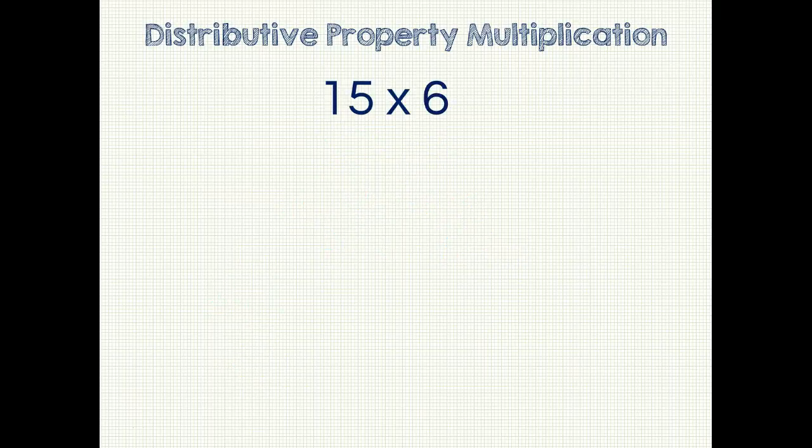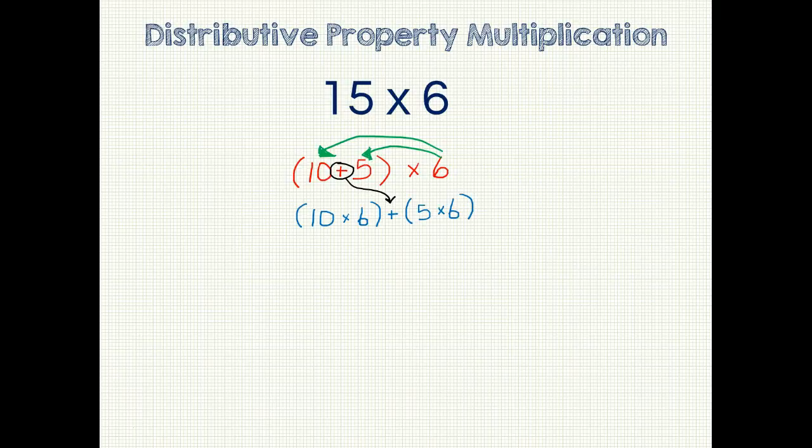Here's another problem, 15 times 6. First, we need to decompose our 15 into 10 plus 5 and distribute the 6. After distributing the 6, we have the quantity 10 times 6 plus the quantity 5 times 6. 10 times 6 equals 60, and 5 times 6 equals 30. 60 plus 30 equals 90. Isn't this easy?